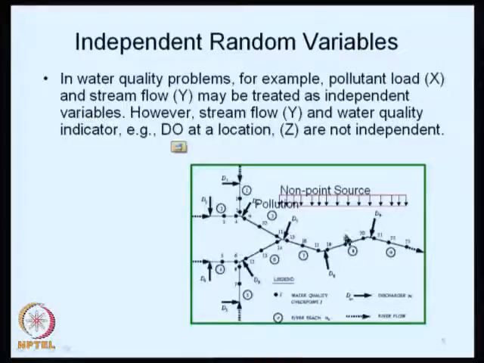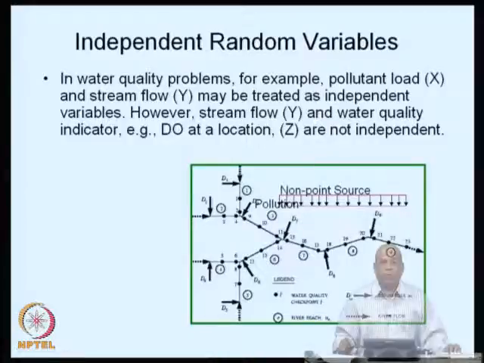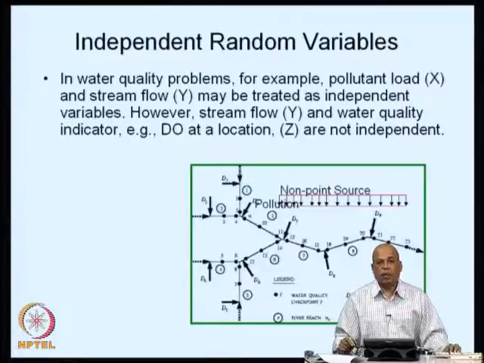Now, the water quality indicator at this point cannot be treated as independent of the stream flow, because it is directly influenced by the stream flow. So, this is how first we need to make a case for whether the two random variables can be assumed to be independent of each other.